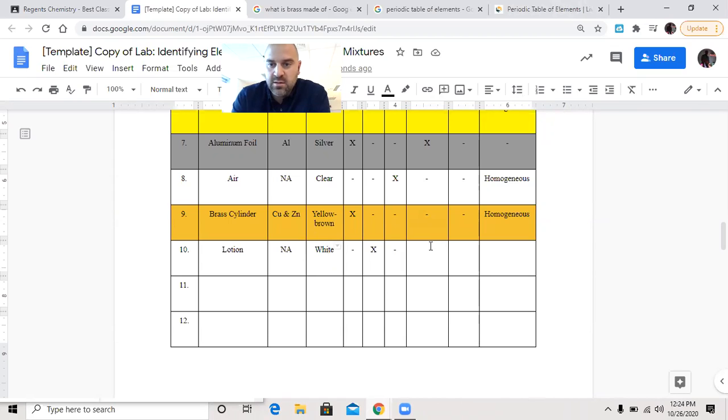Good, Kai. Kai says it's a homogeneous mixture. It's the same consistency throughout. There's not chunks of stuff in there either. Yes, Joey, it's homogeneous. I knew you had to say that. There you go. Homogeneous mixture.